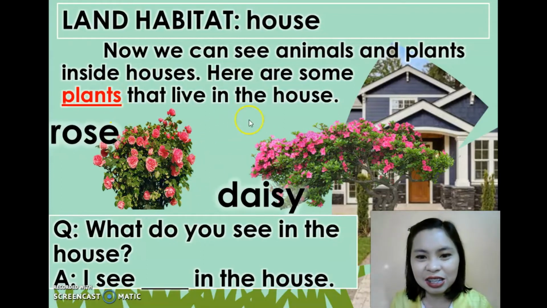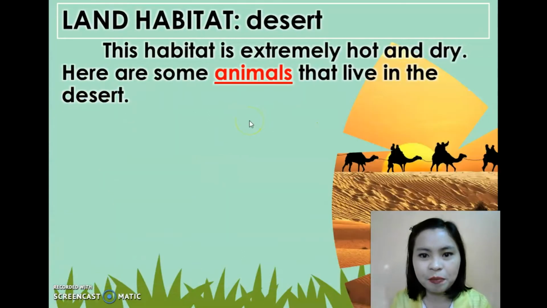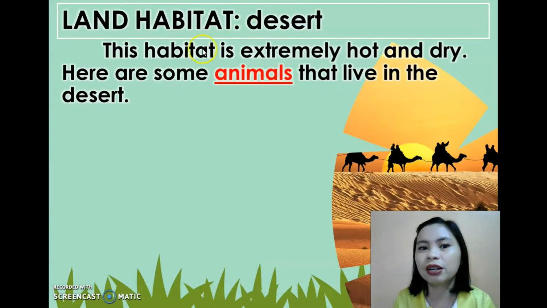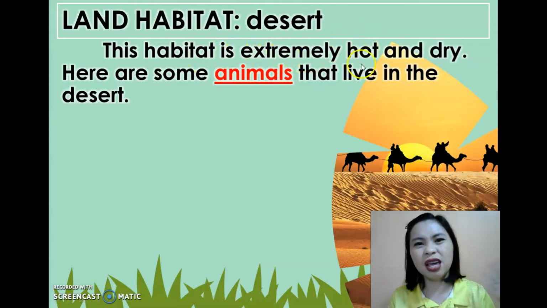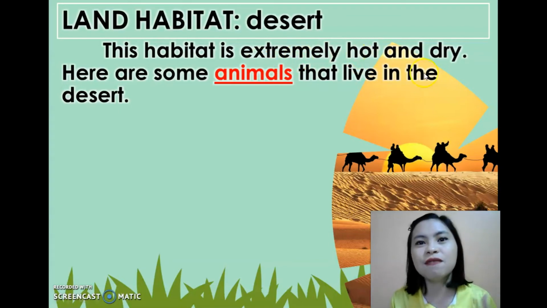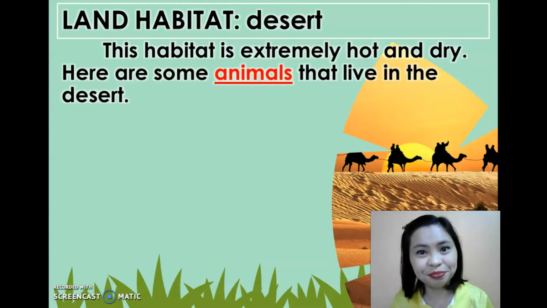Okay. Next, land habitat, we have desert. Here. Desert. Say it with me. Desert. Good. This habitat is extremely hot and dry. What does it mean? Extremely meaning very, very hot and very dry. But there are still animals and plants living in there.